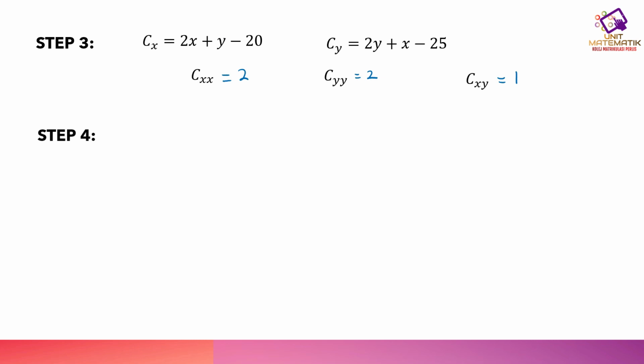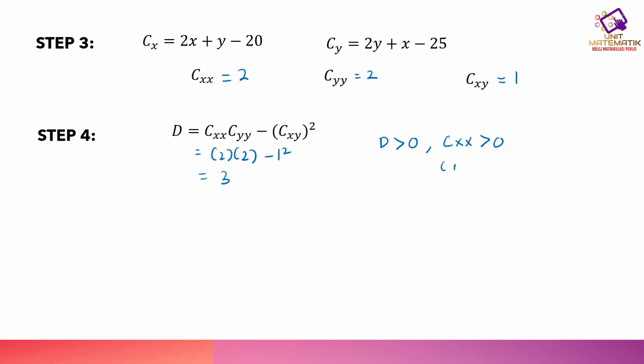Now we want to substitute all the values into the test formula, for the fourth step. D equals 2 times 2 minus 1 squared. So we'll get 3. So we can conclude that D is greater than 0 and C sub xx is also greater than 0, so this is a minimum.